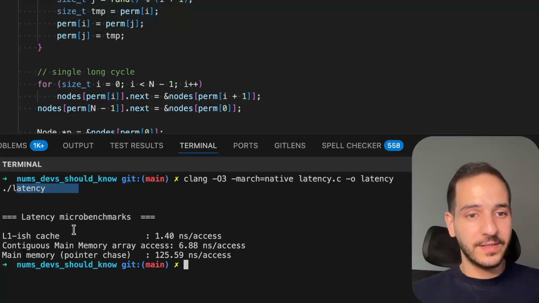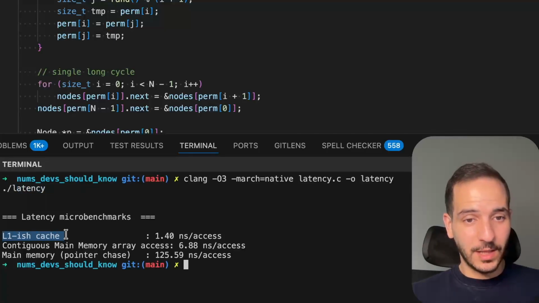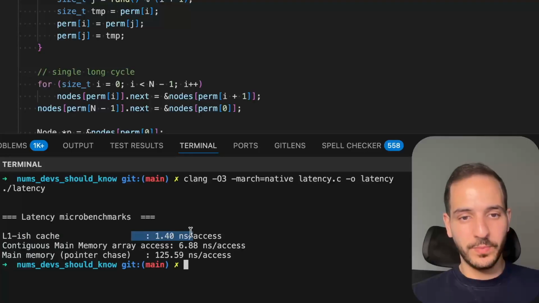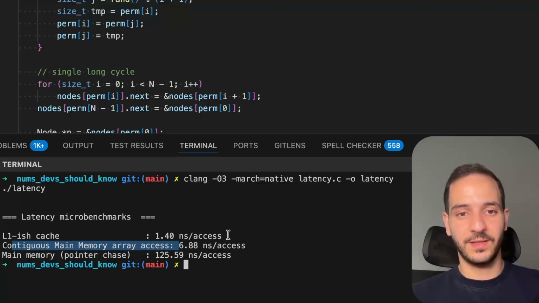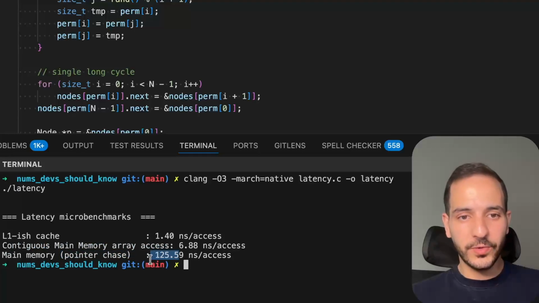from RAM. So looking at our results, the L1 cache access time is 1.4, which is not far from the advertised value on the table. The contiguous memory access is way lower than the 50 or 70 nanoseconds because, as I said, we are accessing contiguous memory and the compiler and CPU are smart enough to fetch the data proactively into L caches. And finally, with pointer chasing, by forcing cache misses, we are incurring upwards of 100 nanoseconds to access RAM.